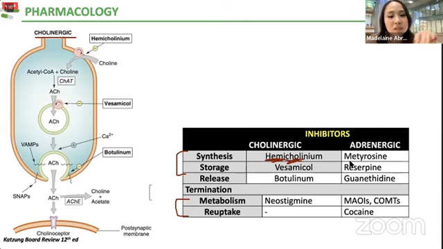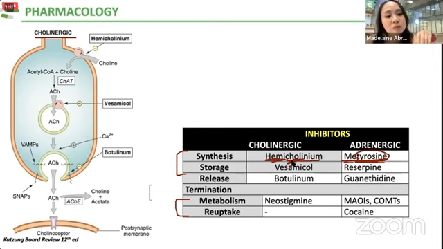What's the counterpart in the adrenergic? What is the precursor amino acid of the adrenergic neurotransmitters? Remember this, it will be asked in biochem. The precursor amino acid of neurotransmitters is your tyrosine. Hence, this is an inhibitor of the synthesis because it's not the real tyrosine. So, it opposes the real tyrosine. This one is hemicholinium. Because it opposes, right, acetyl-CoA plus choline.